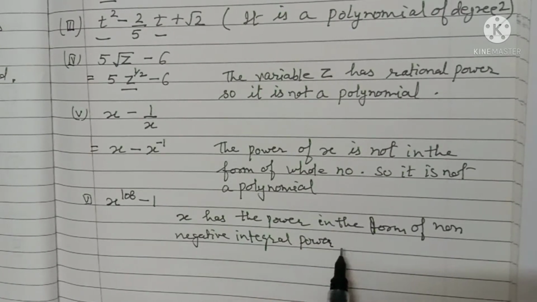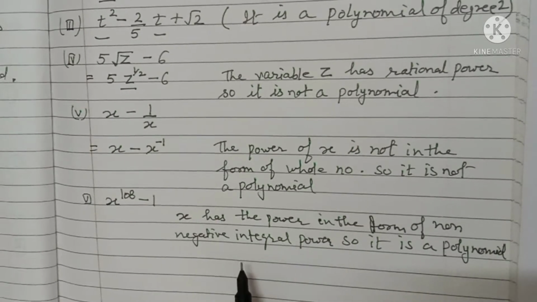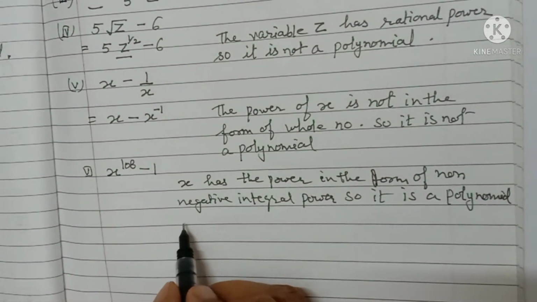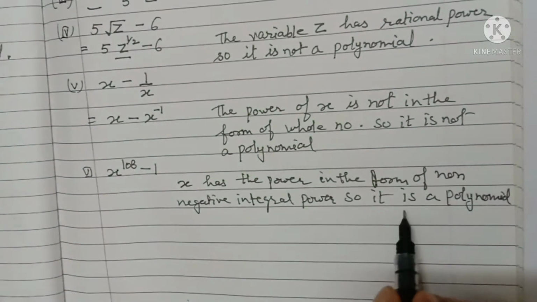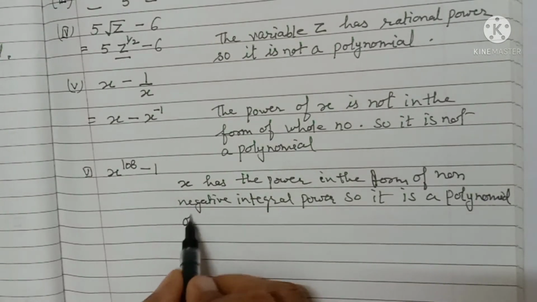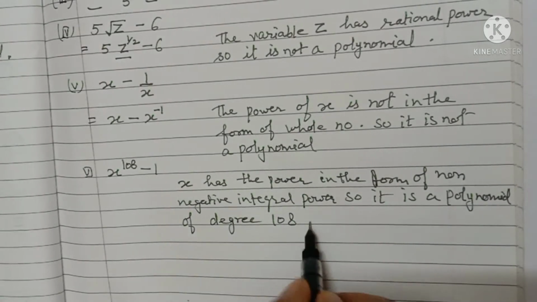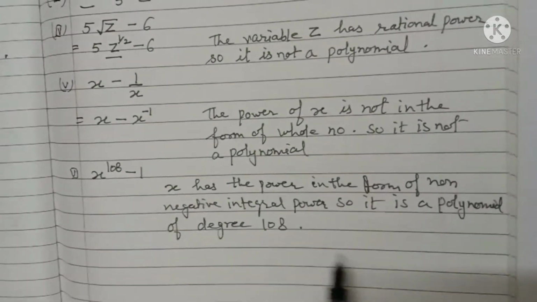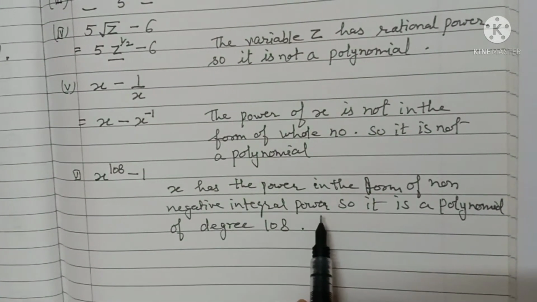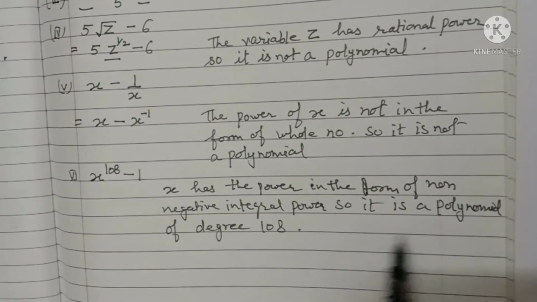So it is a polynomial. It is a polynomial and the highest power of x is 108. So you can write it: it is a polynomial of degree 108. Okay. So the reason you can write like this: non-negative integral powers, or powers in the form of whole numbers. Both are the same thing.